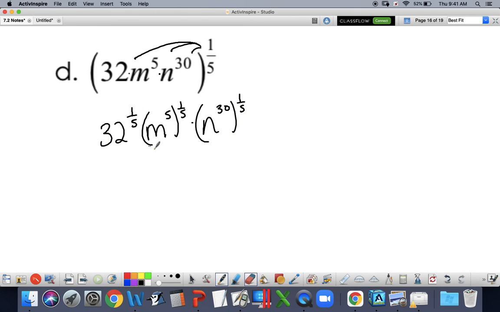So I get 32 to the 1/5, m to the 5th raised to the 1/5, and n to the 30th raised to the 1/5. And I've got to remember those exponent rules. Now 32 to the 1/5, that's just the number 2. If I have a power raised to another power, I simply multiply these 2 things. 5 times 1/5 is 1, so I get m. If you want to put the placeholder of 1, that's fine. And then 30 times 1/5, that's 6. So there we go. Cannot be simplified more than that.